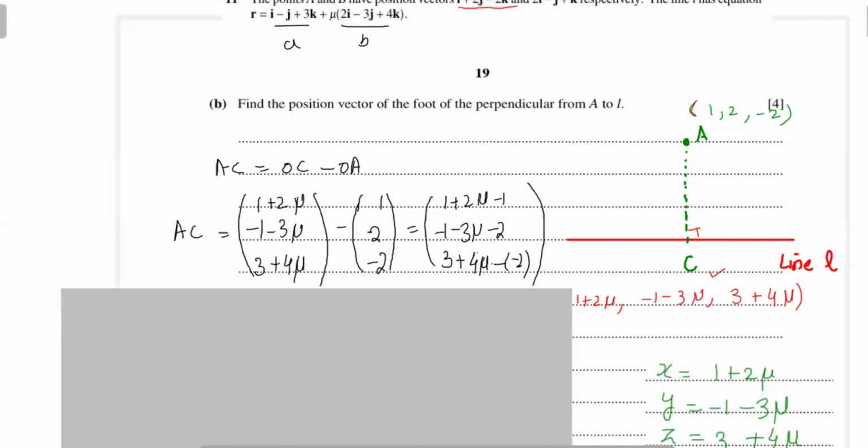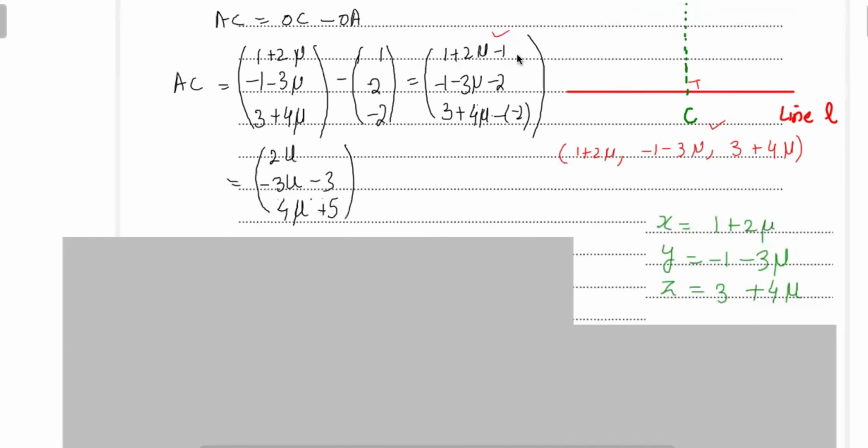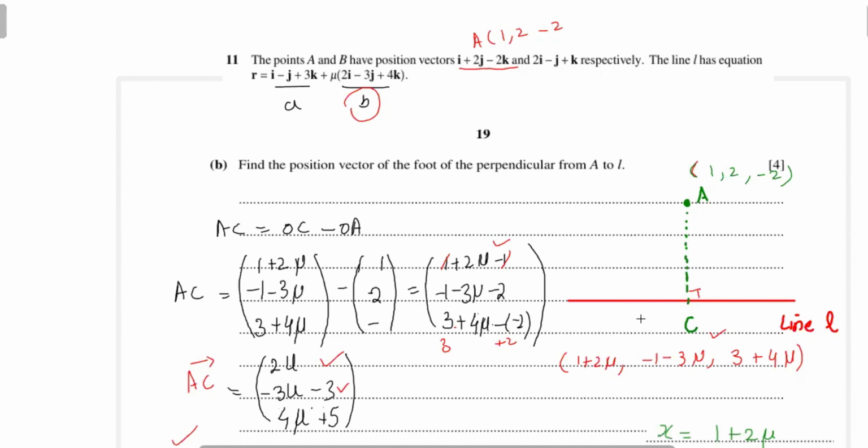Now you see here, 1 plus 2 mu minus 1, the 1 and minus 1 cancel, and we get 2 mu. Minus 1 minus 3 mu minus 2 gives minus 3 mu minus 3. 3 plus 4 mu plus 2 gives 4 mu plus 5. And this is the vector equation of AC.